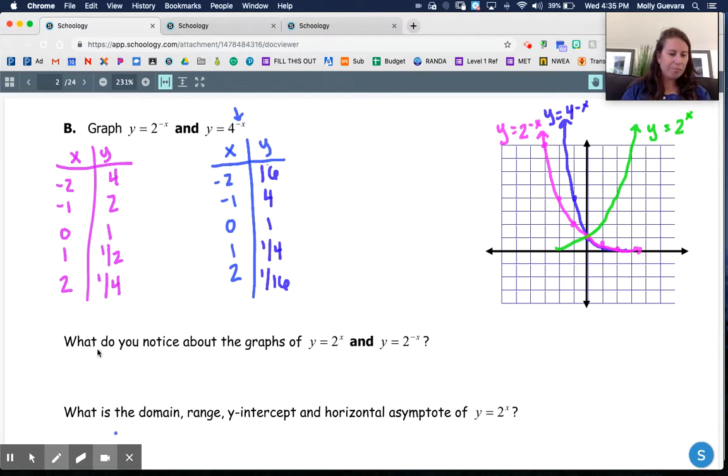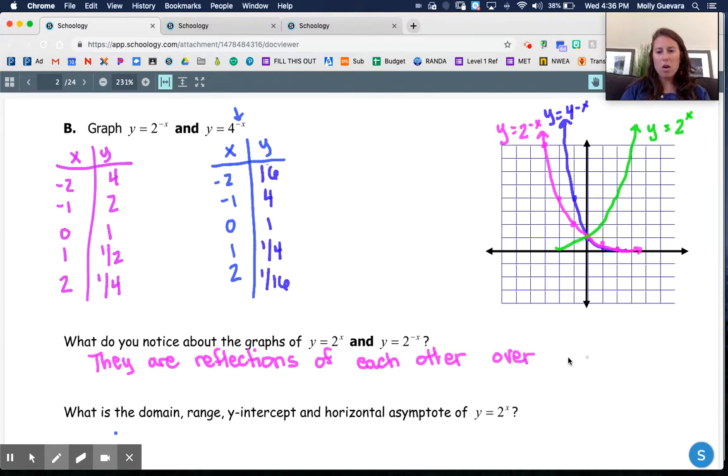Okay, so we can say they are reflections of each other, and we can be more specific with that because we know that they're reflecting over the y-axis, right? They are reflecting over the y-axis. They are flipping over the y-axis. Then it's asking what's the domain, range, y-intercept, and horizontal asymptote.